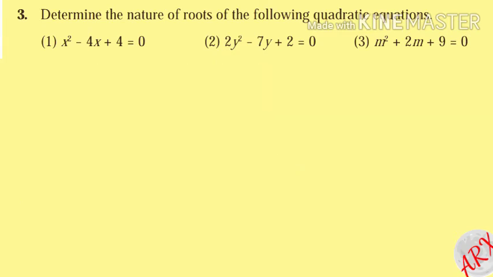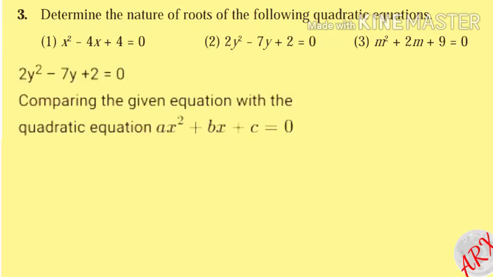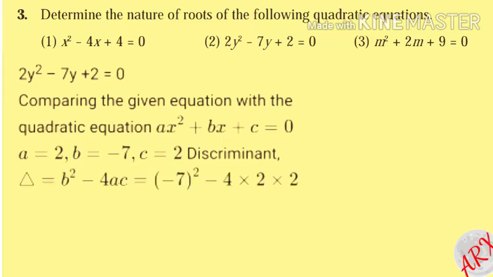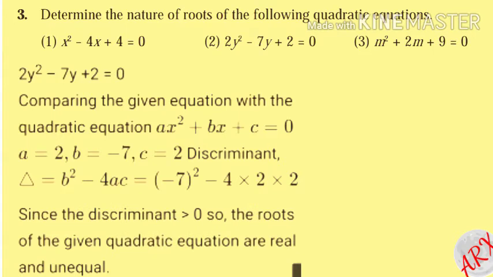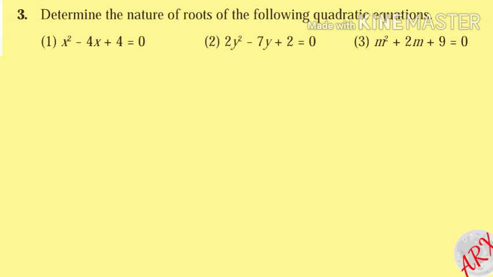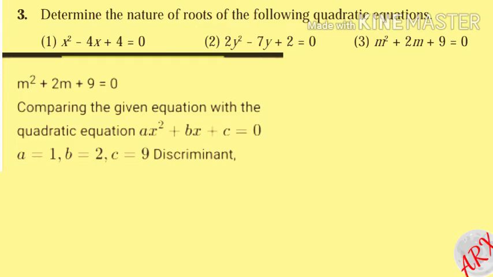Second, 2y square minus 7y plus 2 equal to 0. Comparing equation with ax square plus bx plus c equal to 0, we will get a equal to 2, b equal to minus 7, c equal to 2. So after solving b square minus 4ac, we will get delta equal to 33, that is greater than 0. So the roots are real and unequal. Third, m square plus 2m plus 9 equal to 0. In this we will get a equal to 1, b equal to 2, c equal to 9.